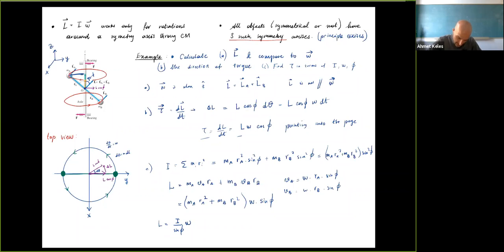I got everything, so now I can put this in terms of torque. Torque is equal to I over sine phi, omega times cosine phi. Then torque is I omega squared, something like this, tangent phi.